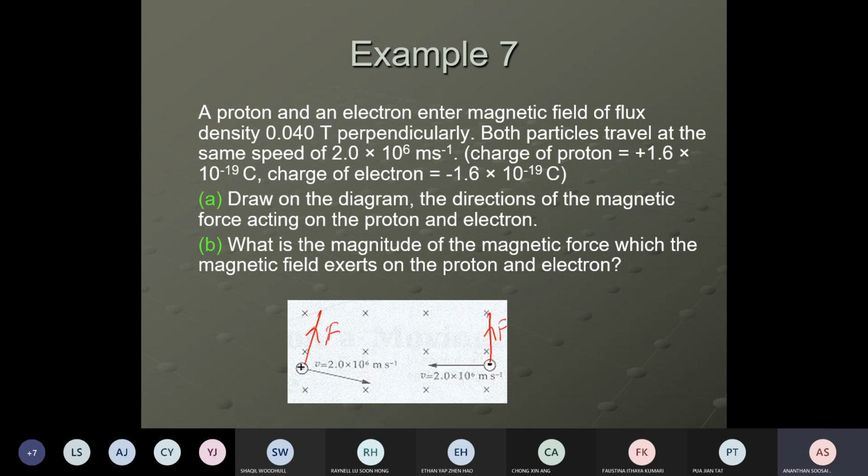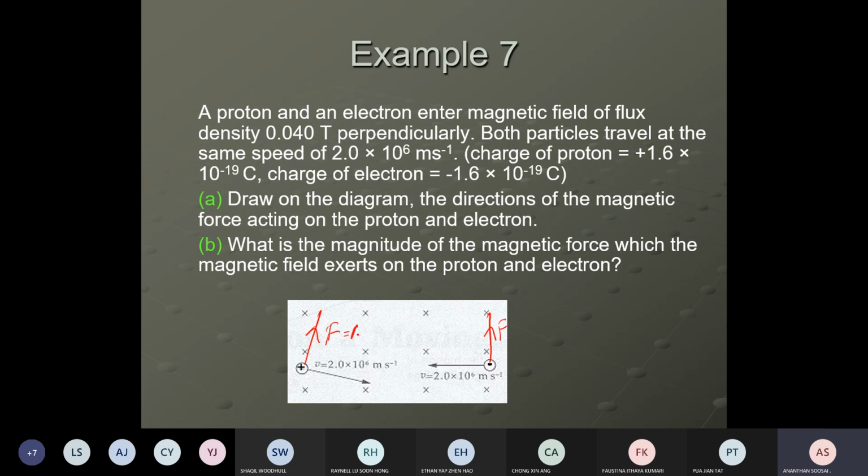So the direction of the magnetic force acting on the proton should be this direction, right? Fleming left-hand rule, FBI. Okay, B: what is the magnitude of the magnetic force which the magnetic field exerts on the proton and electron? So how much is the force? How much is the magnitude of this force?